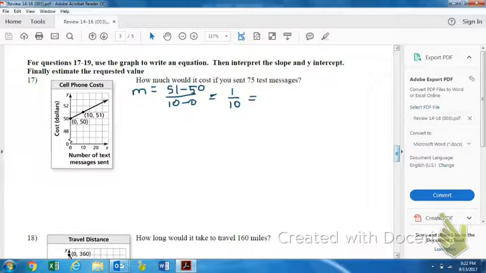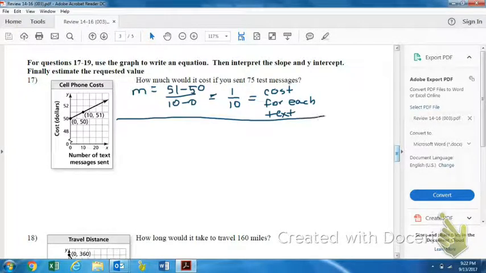And it says to interpret the slope, since it's y over x, this is the cost for each. Let me write this. Cost for each text message. Okay, so there's your slope.